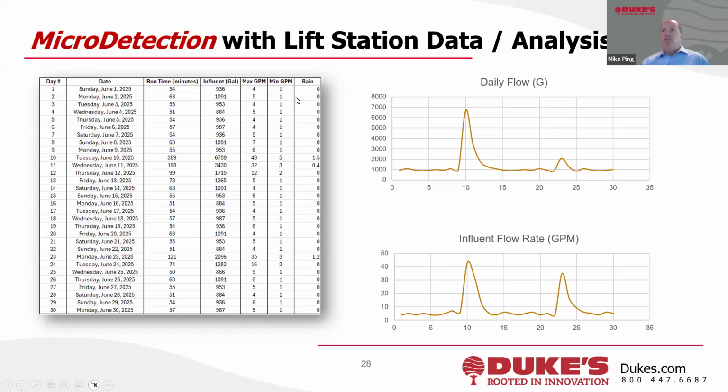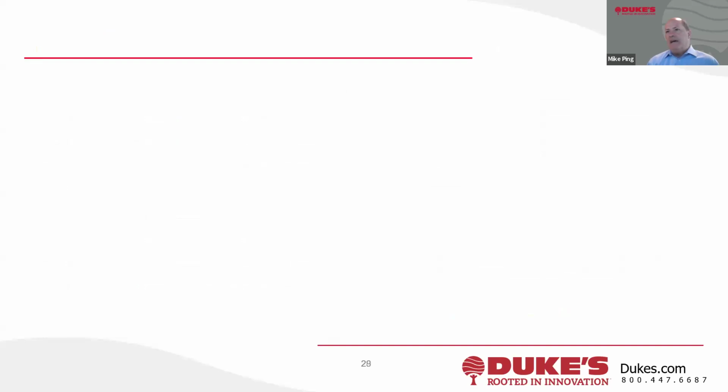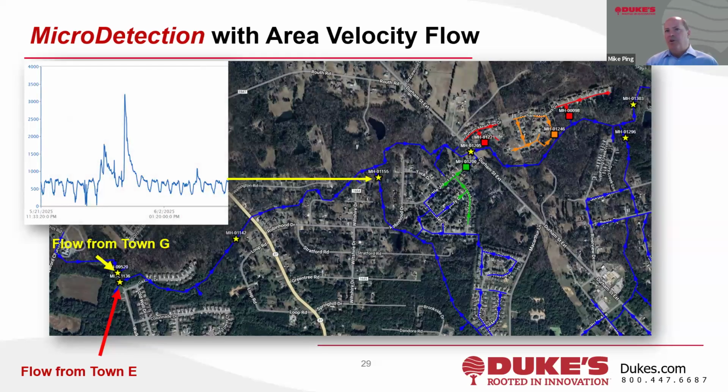But we've done a number of these with combined lift station and micro detection, just where the application called for it, where generally there's a collection system with a lift station and there's no data whatsoever coming out of the lift station. There's just no SCADA or anything. So it's a good way to kill multiple birds with one stone.